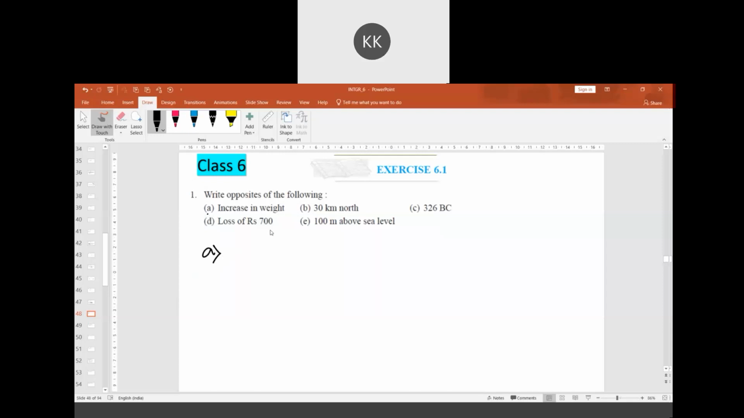The first one is an increase in weight. The opposite is a decrease in weight. Answer: decrease in weight.